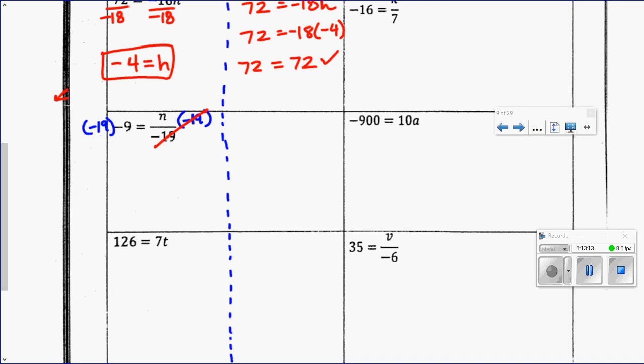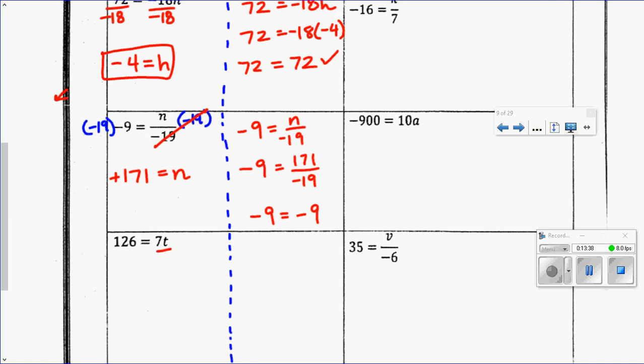And that is equal to, do you have your calculators? You don't have to do it off to the side anymore. Isn't that nice? 171. Okay, negative 9 equals a number divided by negative 19. We think that number is positive 171, which would work because now they have different signs that would yield a different answer. 171 divided by negative 19 is negative 9.